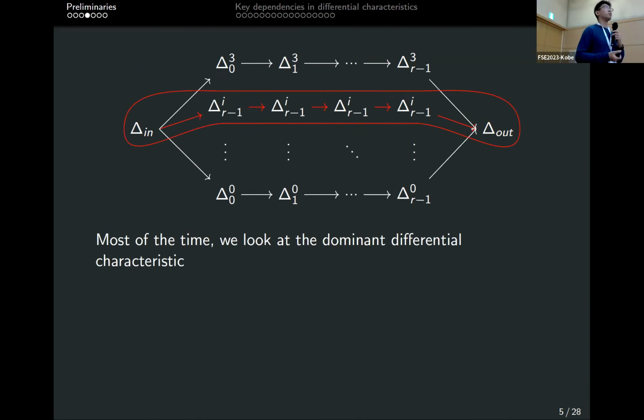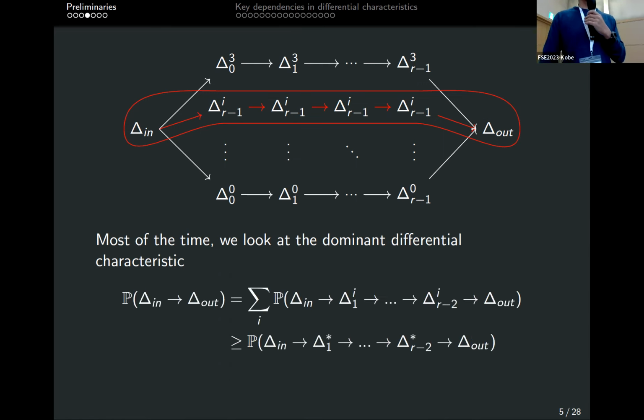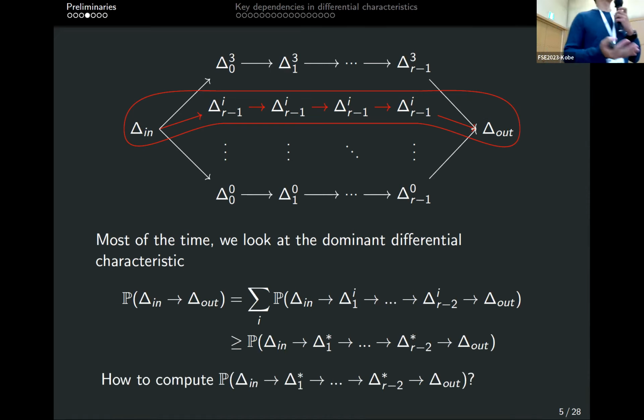So most of the time, we just look at one of the dominant differential characteristics, so we just evaluate one of the paths itself. We look at this differential characteristic to get a rough gauge of how good the differential is, or at the very least, it gives a lower bound on the probability of the distinguisher. So now the question becomes, how do we actually compute the probability?